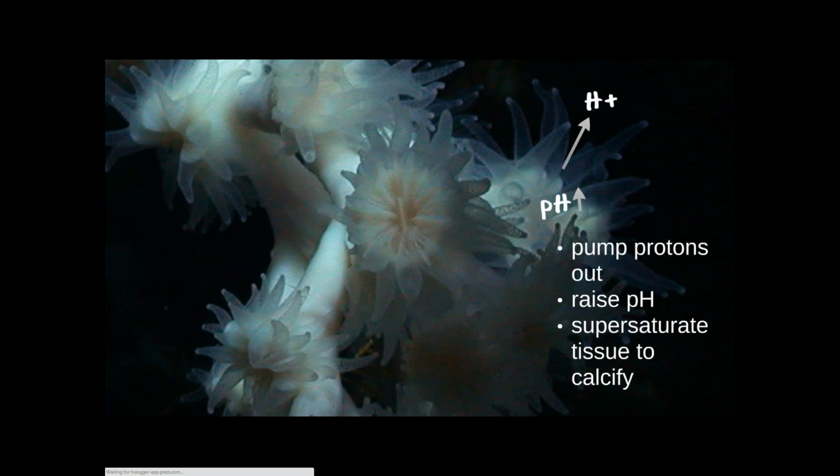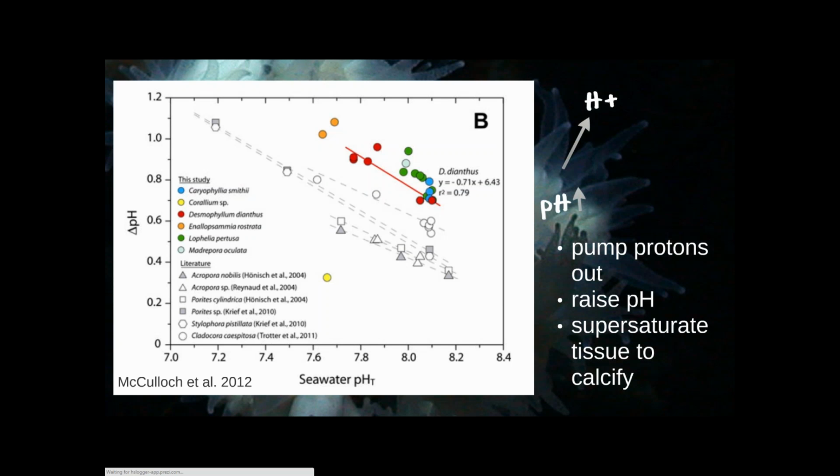Furthermore, corals can actually pump hydrogen ions out of their tissue, which increases the pH. And it's actually kind of like the opposite of ocean acidification. So as you are increasing the pH, you're favoring carbonate. And you can supersaturate your tissue in order to calcify the skeleton. Using boron isotopes, authors have recently shown that deep sea corals have the ability to pump these protons out even better than shallow water corals.